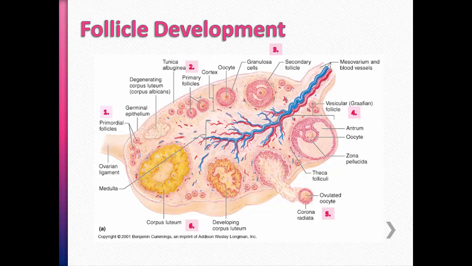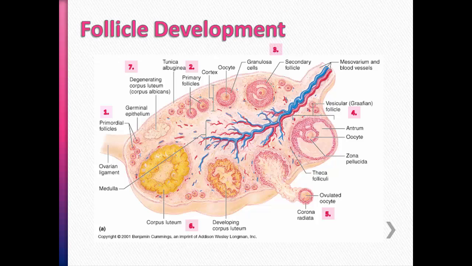If there's no pregnancy, or let me start first. If pregnant, the corpus luteum persists until the placenta can take over as the structure to produce estrogen and progesterone. If no pregnancy occurs, then the corpus luteum degenerates into what's called the corpus albicans.